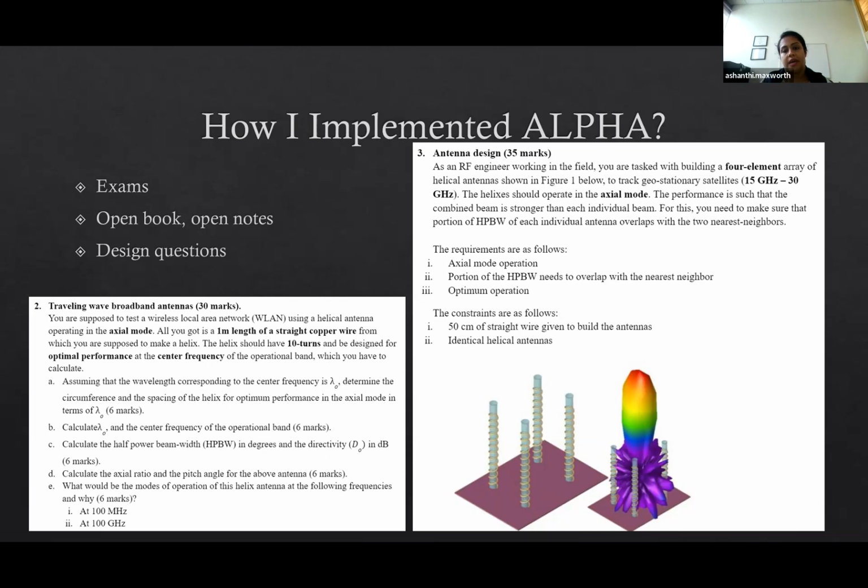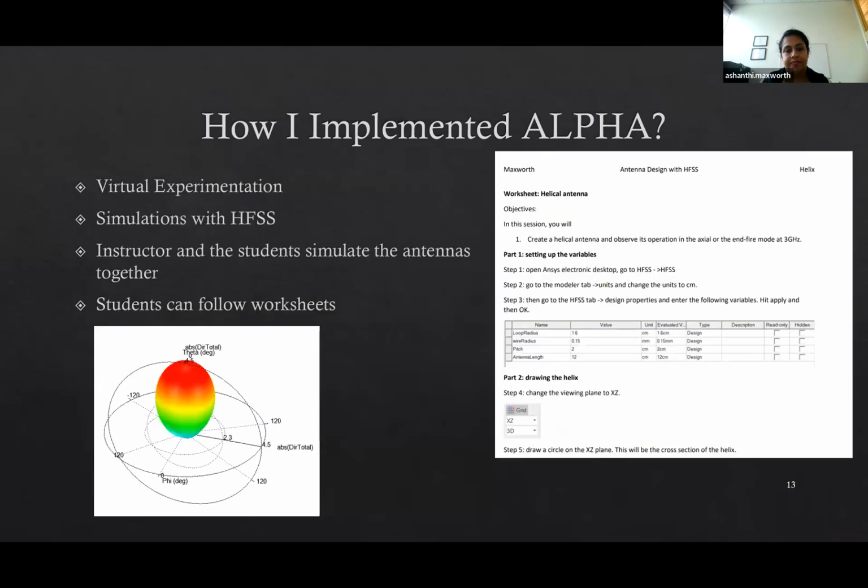So the questions are design based, and a typical exam contained about four questions that they had to finish within 75 minutes. So that's the exam component of it. And then the other one was the virtual experimentation part.